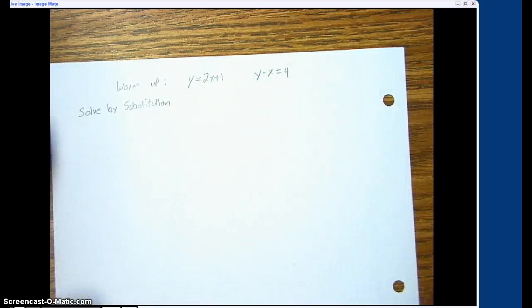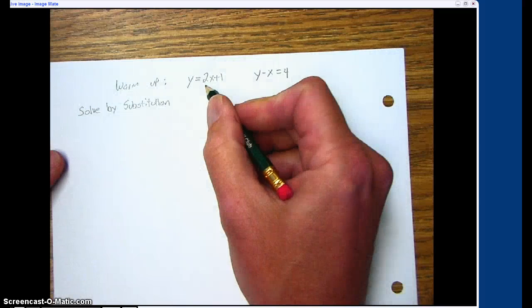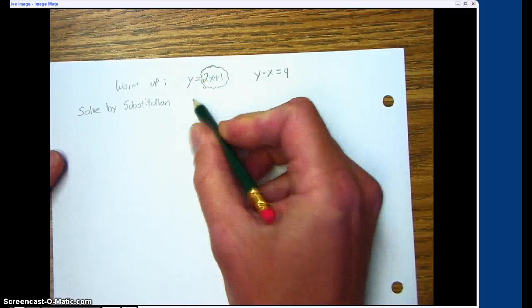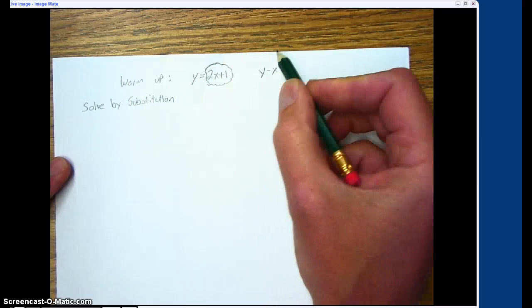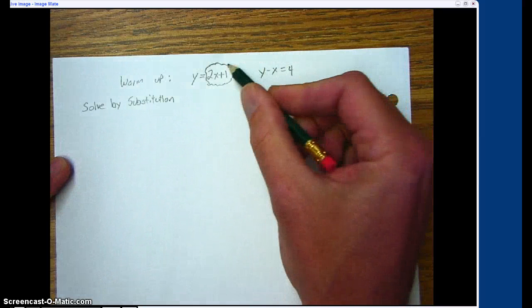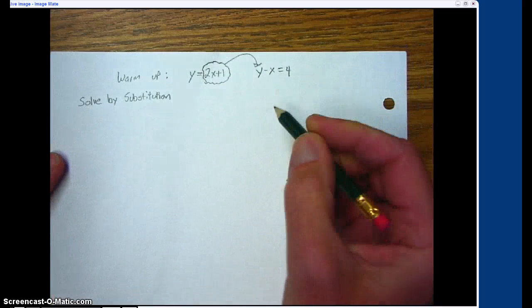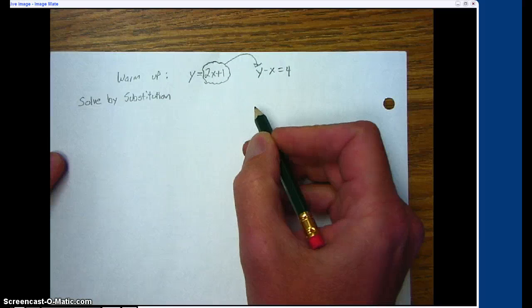Okay, little reminder, I know your brains have gone a little soft over the week off. What am I about to draw? Ladies, I drew a bubble. Why was that easy? Because what was already isolated? Good. Where does that bubble go? Replaces y in the other equation. Good job. If you know what to do, work ahead of me. If you don't, follow along.